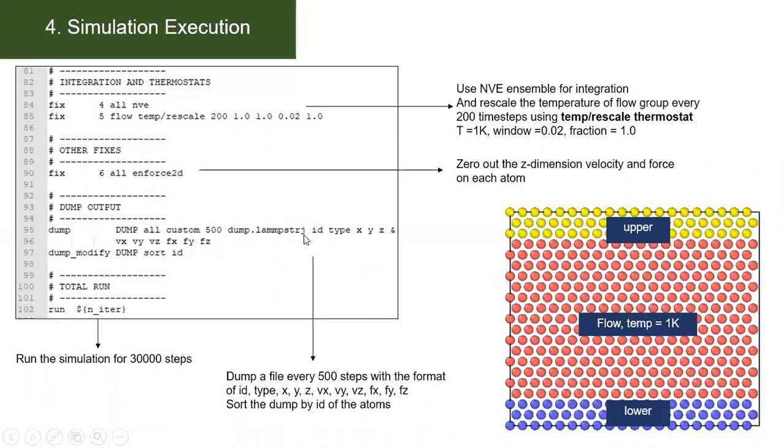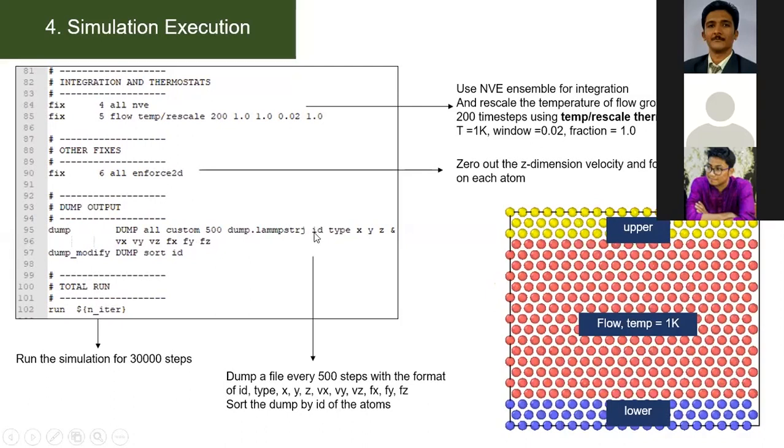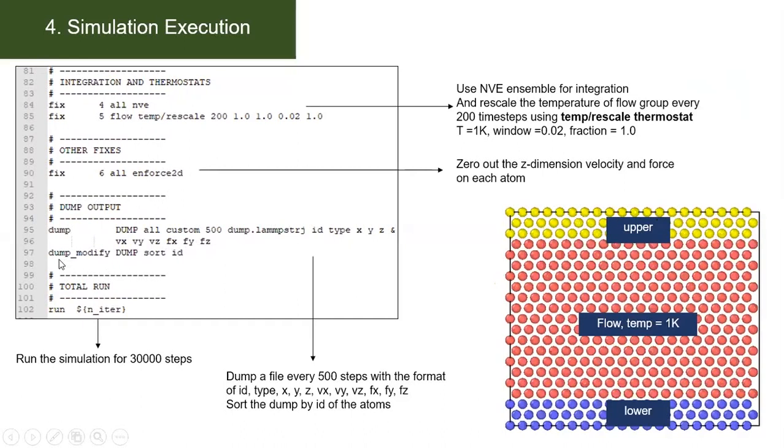That is the LAMMPS trajectory file, and it will contain the ID of the atoms, the type of the atoms, and then the XYZ values, and then vx, vy, vz, that is the velocity along X, Y, and Z, and the force along X, Y, and Z. And the dump will be sorted by the ID of the atom. So it will be sorted according to the IDs of the atoms, like 1, 2, 3, 4, that way.